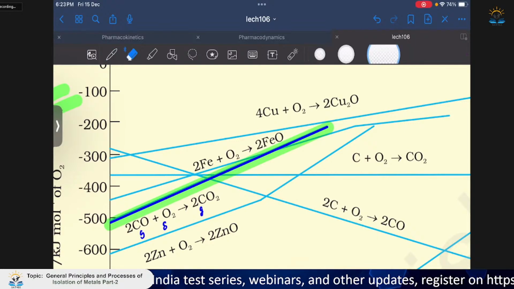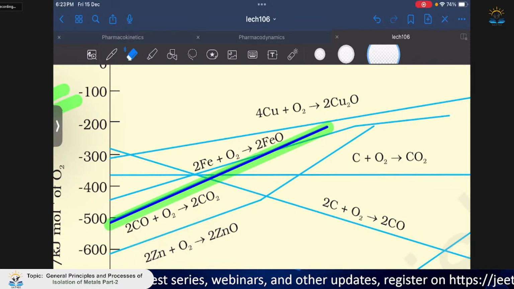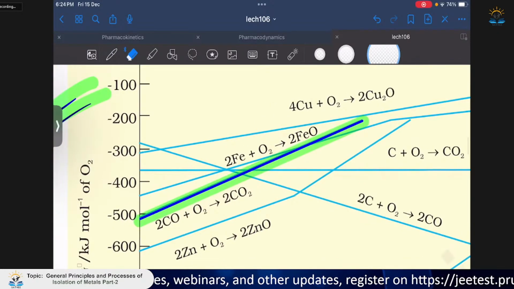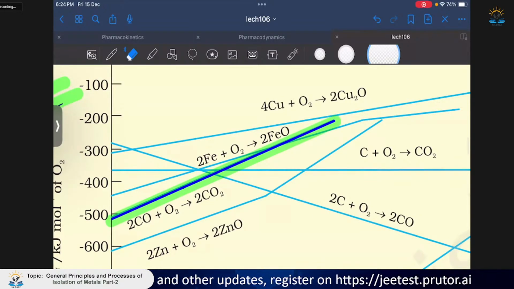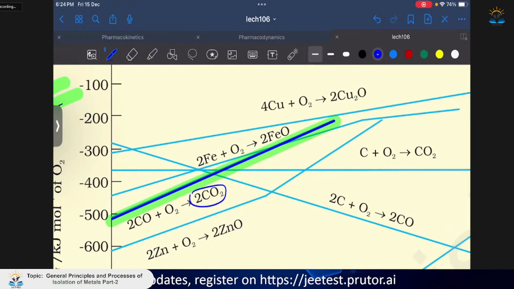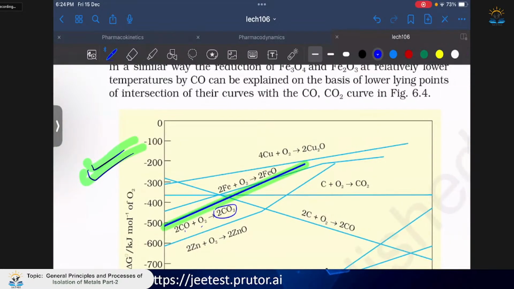Second point, you can see delta G is plotted on the y-axis. You can see the formation of CO2 in most of the temperature range. The formation of CO2 from carbon monoxide and oxygen is negative only. Delta G is negative only. So it is a feasible reaction.